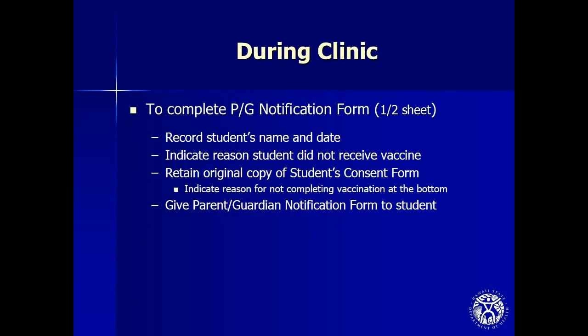To complete the parent-guardian notification form, record the student's name and the clinic date. Indicate the reason the student did not receive the vaccine. Retain the original copy of the student's consent form. Indicate the reason for not completing vaccination on the bottom of the consent form. And provide the parent-guardian notification form to the student to take home to the parent.